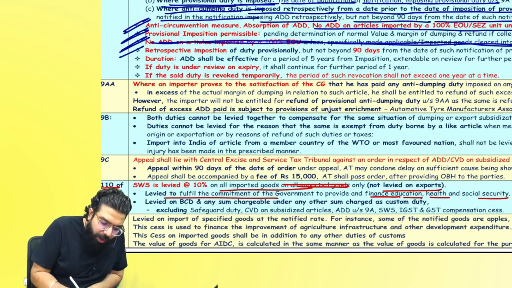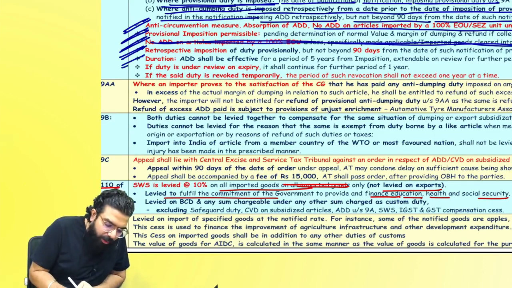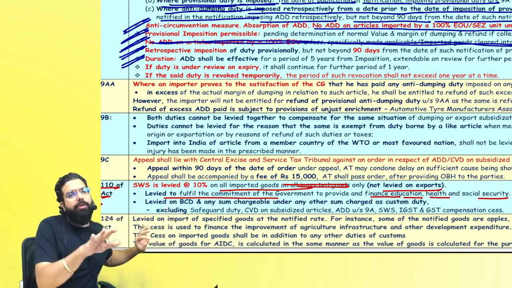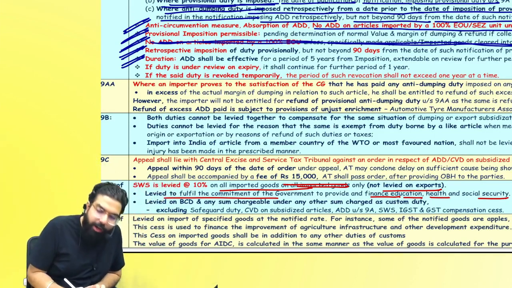I have already told you. Retrospective imposition, yes, sir, but not beyond 90 days. Duration 5 years plus extendable up to 5 years. So 5 years. 1, 2, 3, 4, 5. Again, if you want, you can further go ahead and charge for up to 5 years.